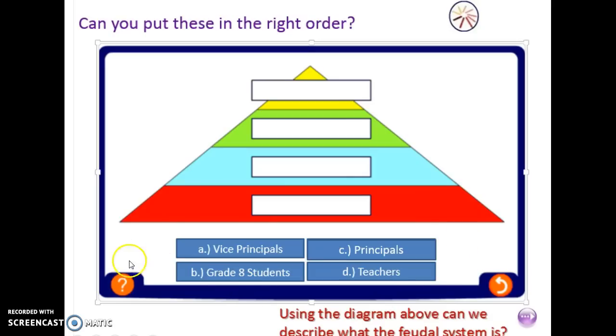I want you to take these 4 choices, and I want you to put them in the order you think they go in. So we have A, vice principals, B, grade 8 students, C, principals, and D, teachers. Okay, who do you think is at the top of the chain? Who's going to be at the bottom? And I want you to think about this question. You don't need to write this down. Using the diagram above, can we describe what the feudal system is? What does this pyramid tell you about the feudal system?